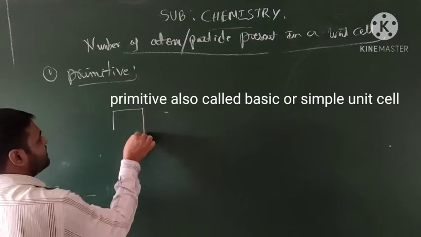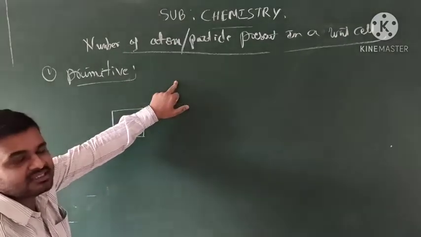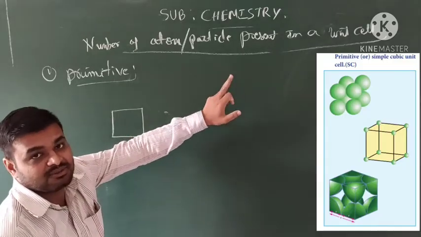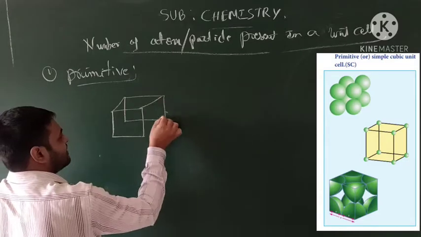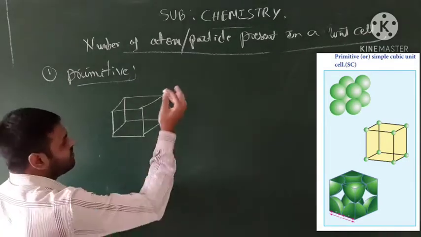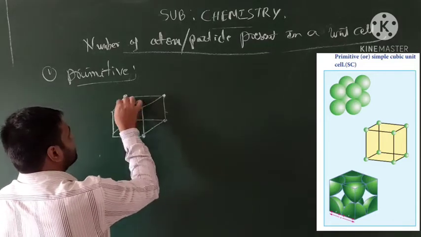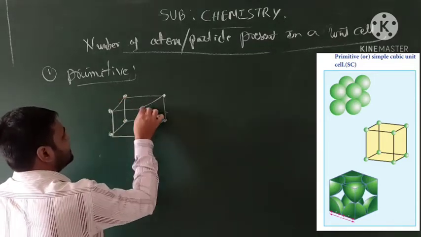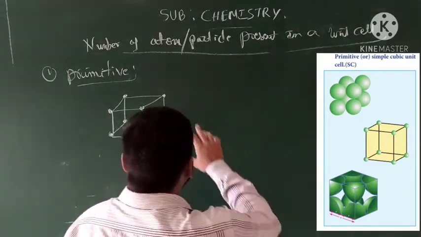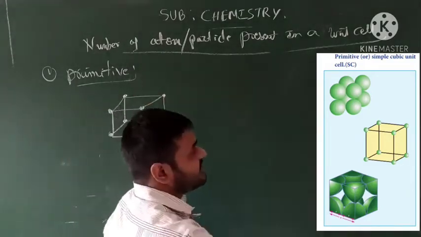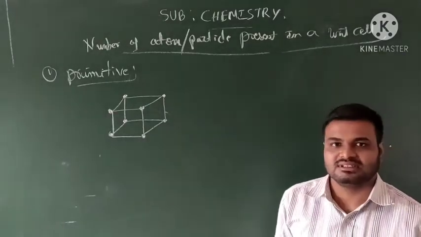What is the definition of primitive? Primitive means constituent particles are present only at the corners. Only at the corners we can observe the particles or lattice points: 1, 2, 3, 4, 5, 6, 7, 8. Okay, students. Number of atoms or particles present in a primitive unit cell. Yes, one atom we can observe.